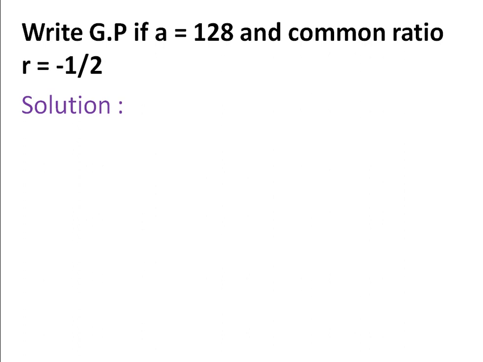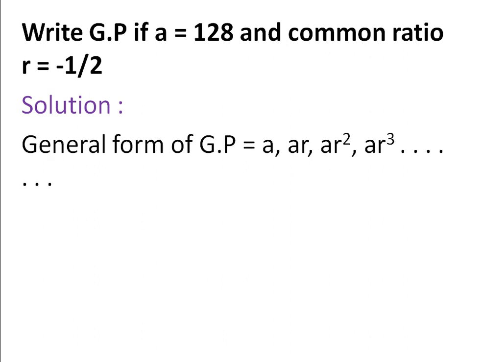Write the geometric progression if A is equal to 128 and the common ratio is given here, it is minus 1 by 2. So this is very simple. You just see. The general form is A, AR, AR to the square, likewise, that is multiplying only. You see here A is 128. The next term is 128 into minus 1 by 2 and so on.